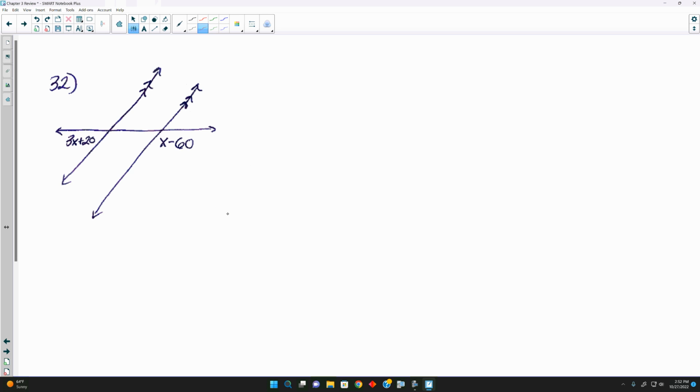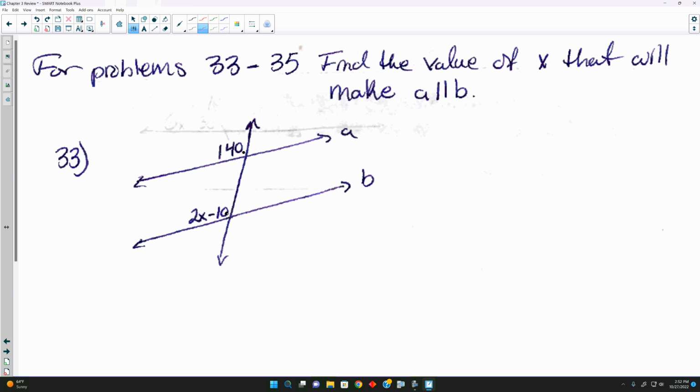Because they're on the same side of the transversal and outside the line, it would be consecutive exterior technically. So they would be adding together to be 180. So these two here, 140 and 2x minus 10. Corresponding angles, yes? Corresponding angles are the same. So we're saying 2x minus 10 is equal to 140. The corresponding angles are congruent.